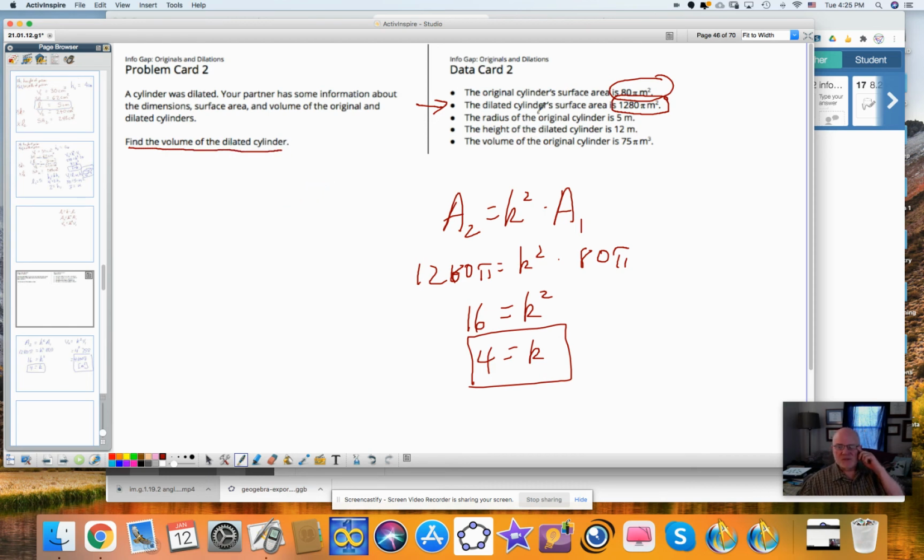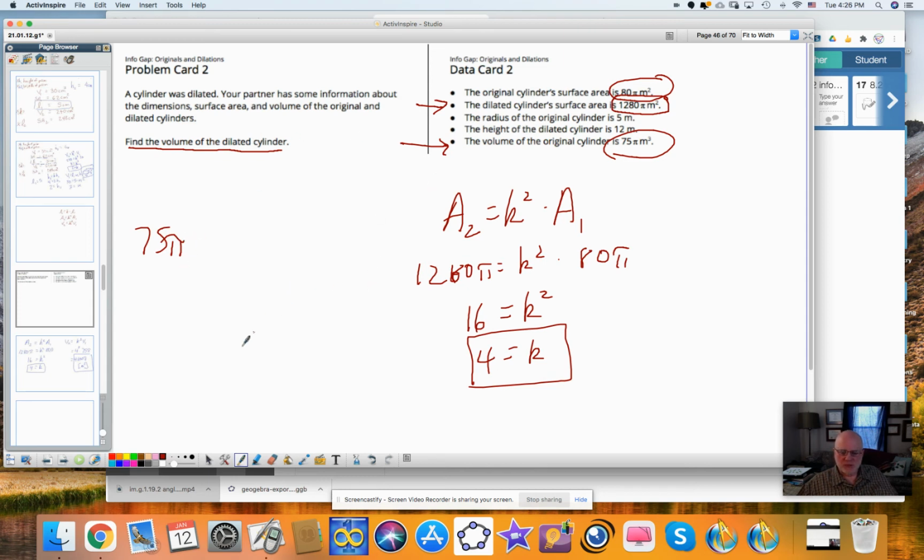Okay, what specific information do you need? Do you have the volume of the original cylinder? Why do you need that information? I'm trying to find the volume of the dilated cylinder, so I've got the scale factor. I just need to know what the original was. I have that information, and it is 75 pi meters cubed. And I have enough information to solve.